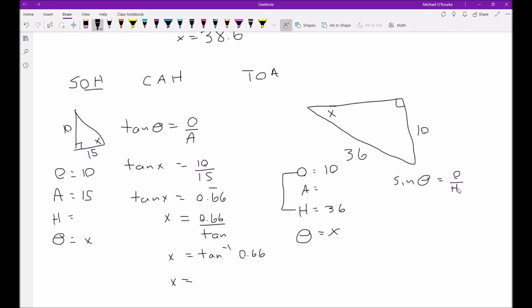What's that thing supposed to be? That's supposed to be theta. See that down there? There's a nice one.